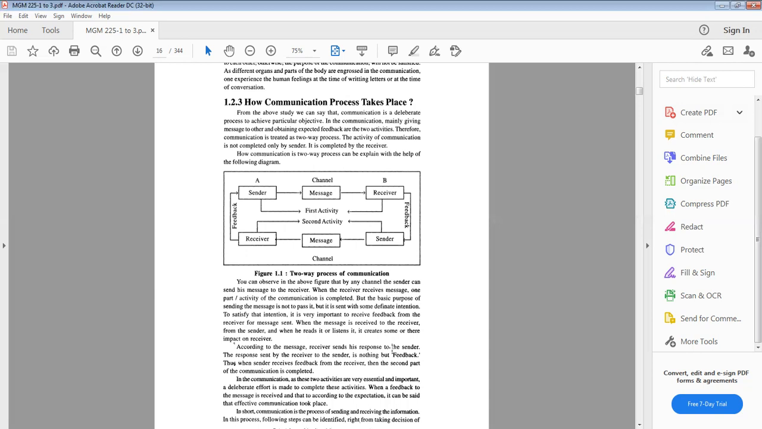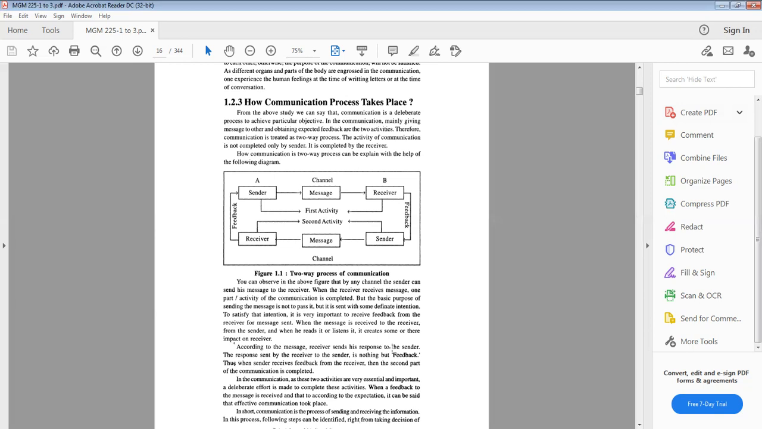A is the sender, B is the receiver, and in between you can see a channel is created in the flowchart. In the first activity, A sends to B. In the second activity, it is seen that B is the sender and A is the receiver, and the message is passed through a channel. So this is called the two-way process of communication.